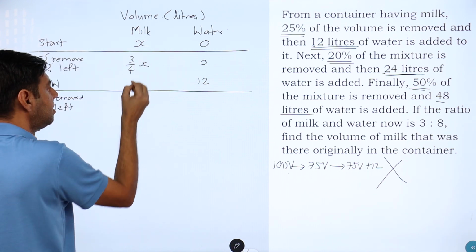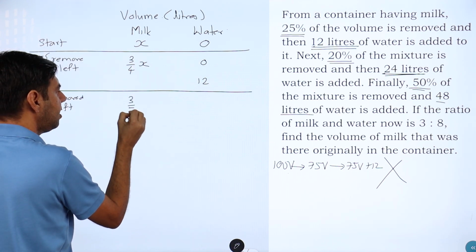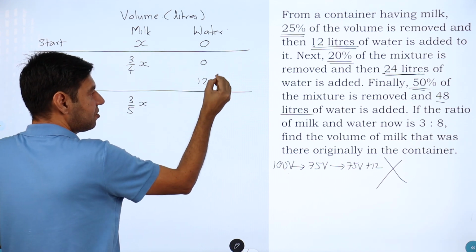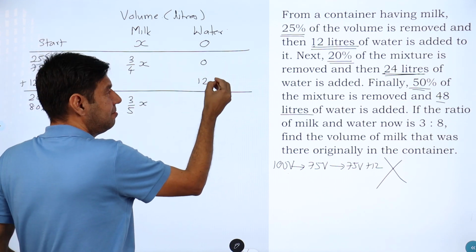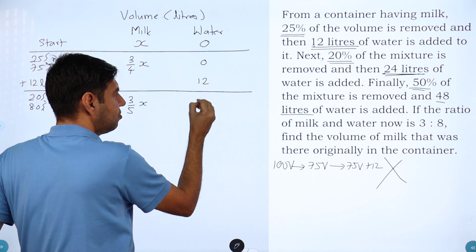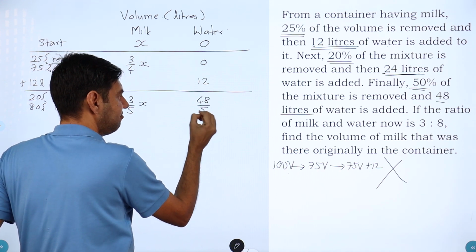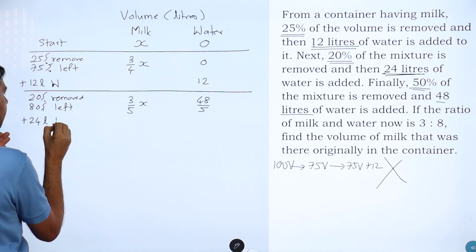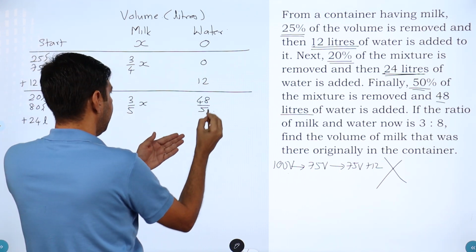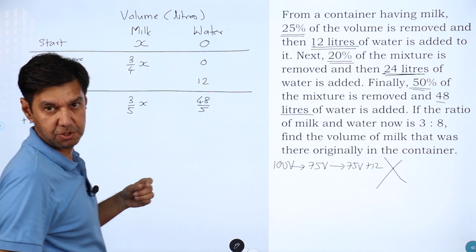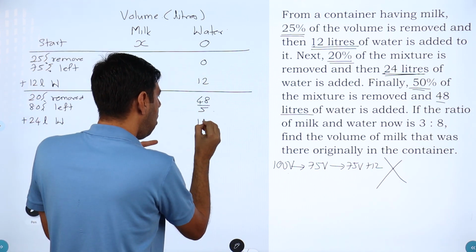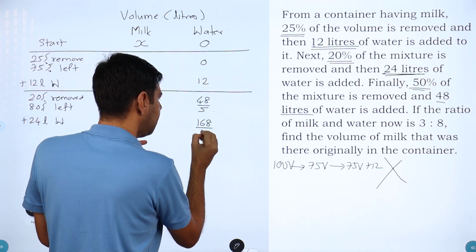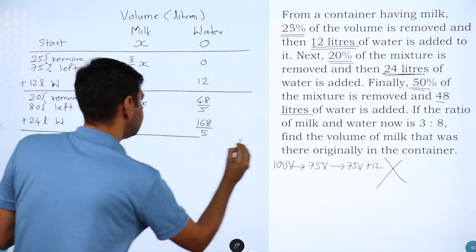So 4/5 of this, I'll keep it in fractions only, 3/5x. And 4/5 of this, again instead of decimals, I'll just keep it in fractions. 12 4s are 48, 48/5, right? And then I'm going to add 24 liters of water. So this remains, the 24 liters is added, 5 into 24 is 120, 120 and 48, 168/5. So second time also done.